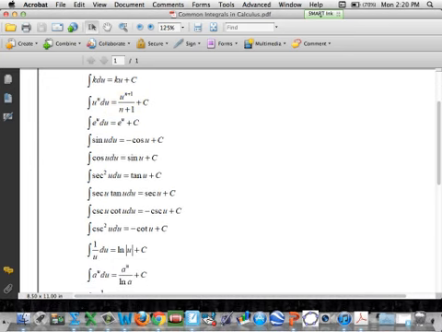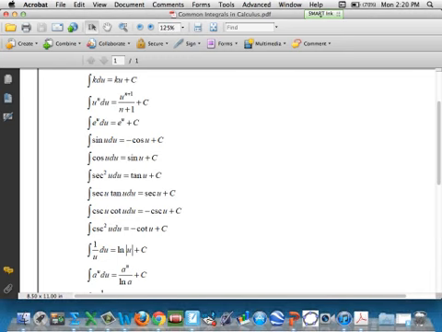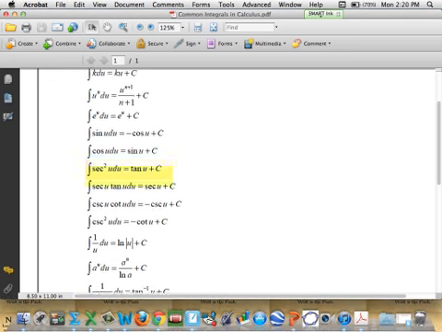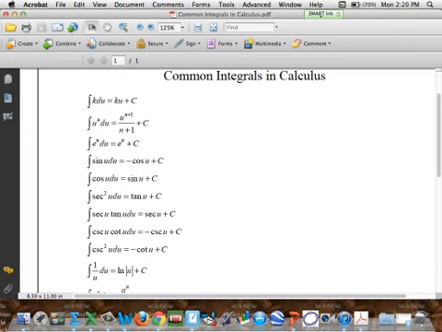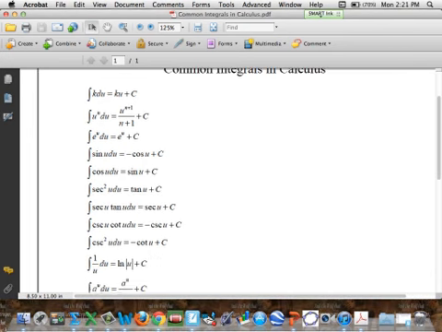We've seen secant squared u is the derivative of tangent u, so the integral of secant squared u would be tangent of u. So this is a list of about 15 or so rules that we know, and these are going to be called the common integrals of calculus because they're ones we know without having to do much work.